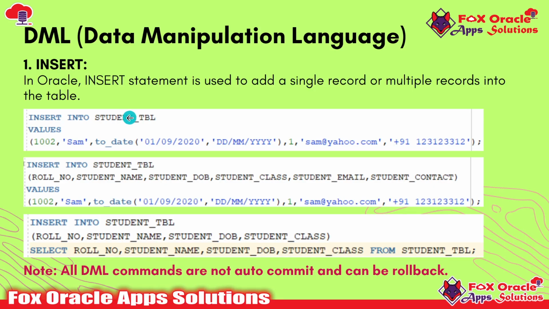Suppose while creating the table, we gave the first column as roll number, the second column as student name, the third column as student date of birth, and the fourth column as student marks. So we have to insert the data in such a way only, right?